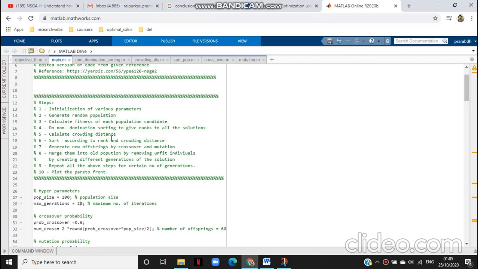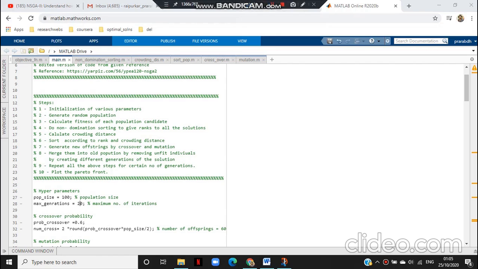Then we calculate crowding distance, and then we sort the whole population according to the rank and crowding distance. After sorting, we will generate new offsprings by crossover and then by mutation, and then we merge those new offsprings into the old population by again sorting according to the non-domination sorting algorithm and crowding distance. We will keep repeating these steps for a certain number of generations. Then at last we will plot the Pareto front.